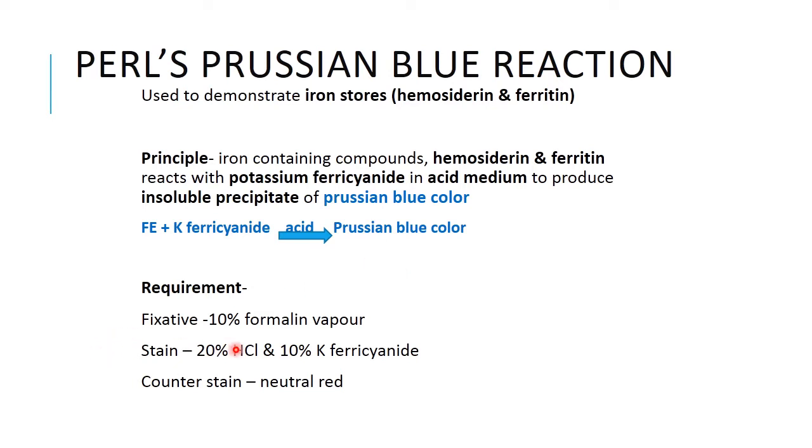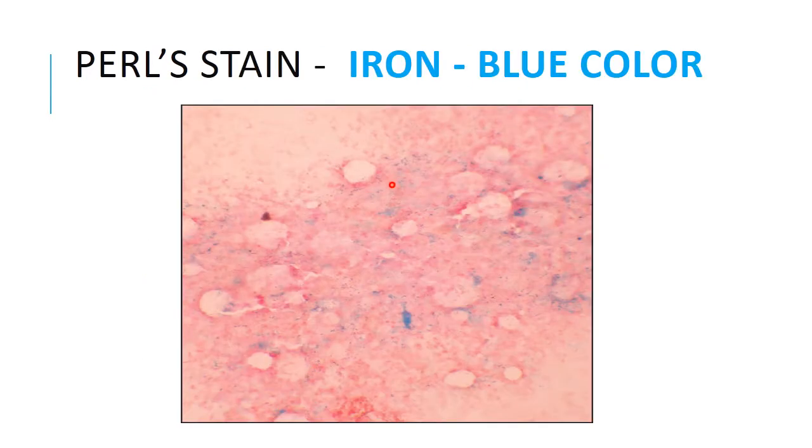Requirement: fixative, 10% formalin vapor is required. Stain: the main contents are HCl as well as potassium ferricyanide. Counter stain, neutral red can be used. You can make out in this image blue colored contents, which indicate the presence of iron granules or iron content. Either it may be ferritin or hemosiderin.